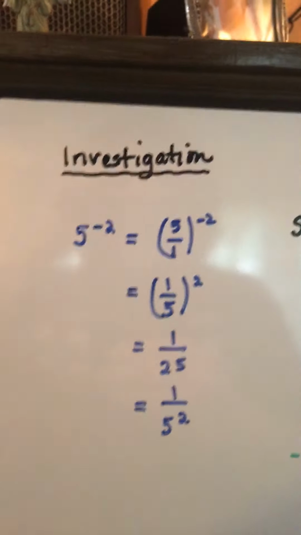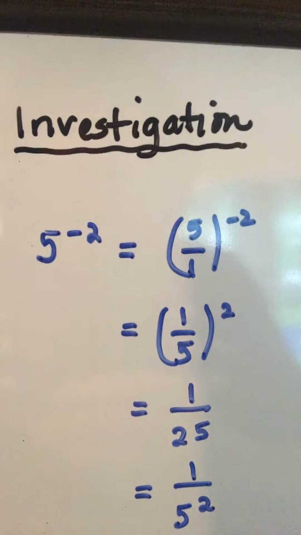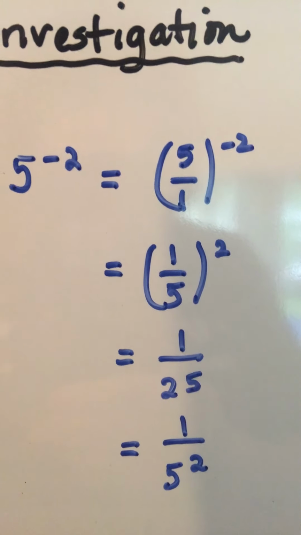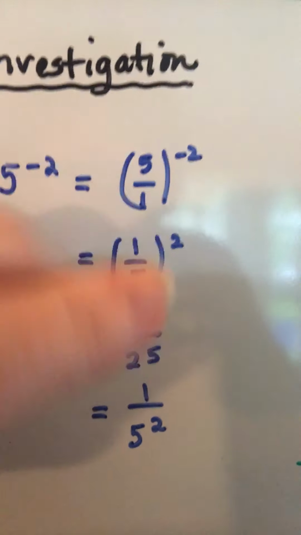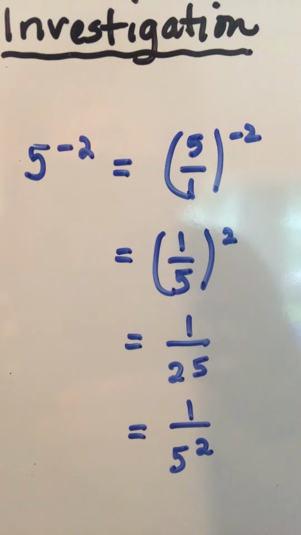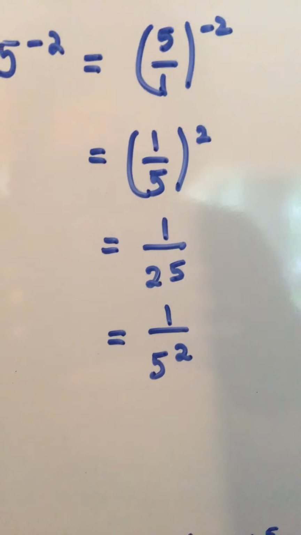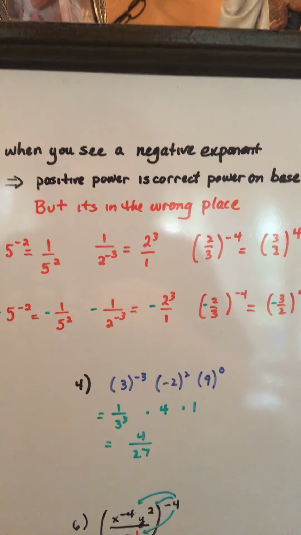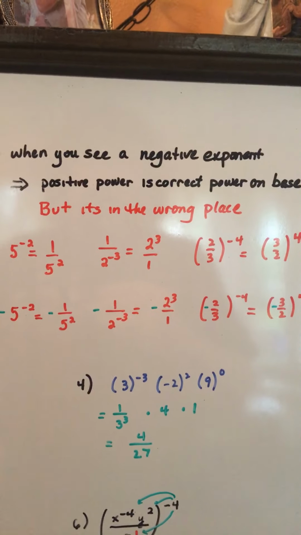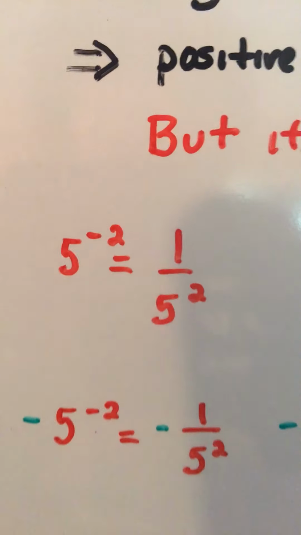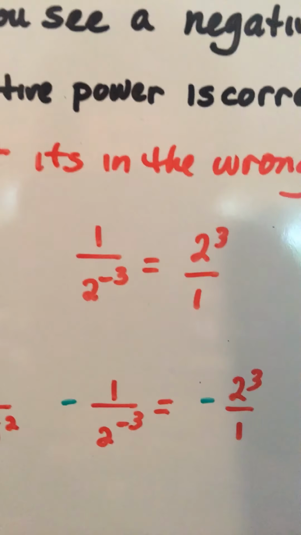Now, let's do a little investigation of why 5 to the negative 2 would be 1 over 5 squared. Well, what does a negative exponent mean? It simply means take the reciprocal. That's all the negative means. Take the reciprocal. So I was 5 over 1. I'm now 1 over 5, which indeed turns into 5 squared. So when we see a negative exponent, it's about position, it's not about sign. The positive power is the correct power on the base, it's just in the wrong place. 5 to the negative 2 is not on top, it's on the bottom.